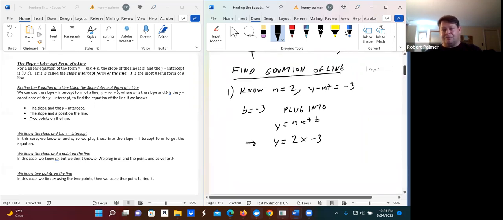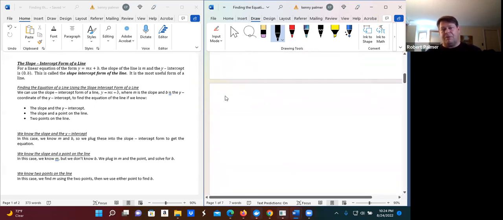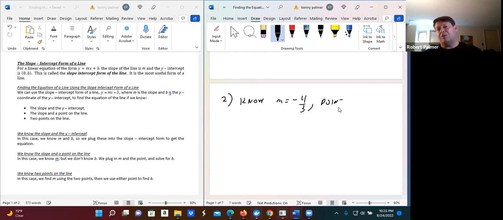Our next case then, example number 2, we'll look at the case where you know the slope and a point on the line. Okay. So in this case, we know the slope m is equal to, let's say, -4/3, and then a point on the line. Let's write it down here. A point on the line is going to be (1,5).